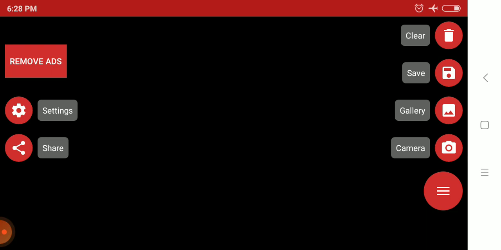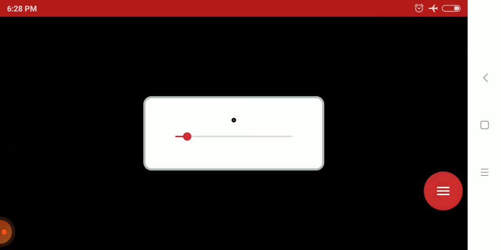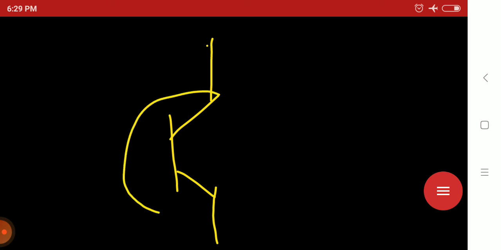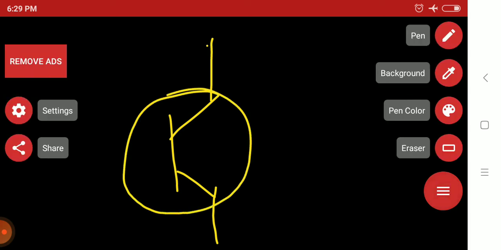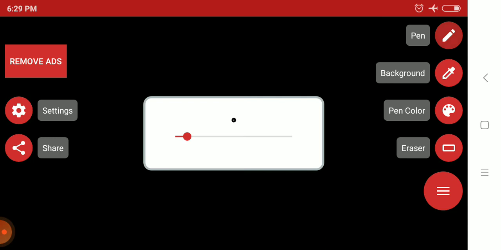That's it. So let us draw the circuit diagram of the NPN transistor. Here circuit means we are drawing the main basic structure of that transistor. Let me draw clearly. This shows in which way current will flow.